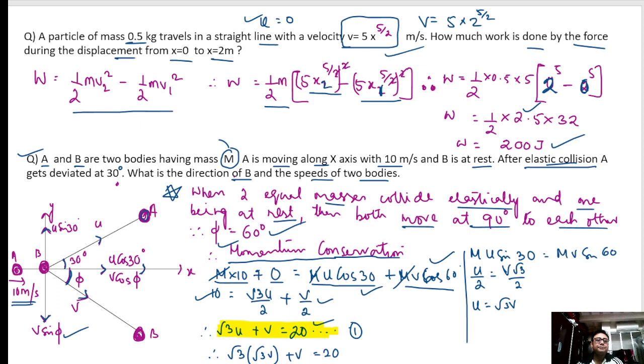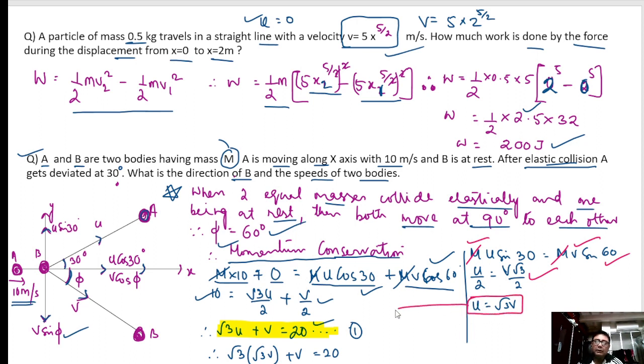And next, we know that the vertical components, mu sin 30 will be equal to mv sin 60. They will cancel each other. Okay, so m and m cut, u by 2, sin 30 is half, sin 60 is root 3 by 2. So u is coming root 3v.